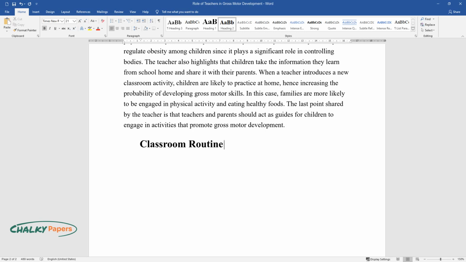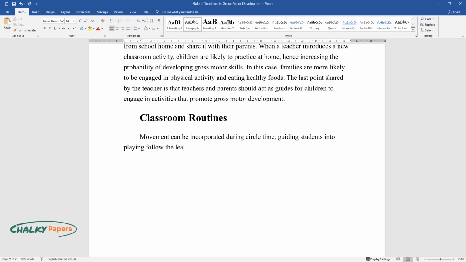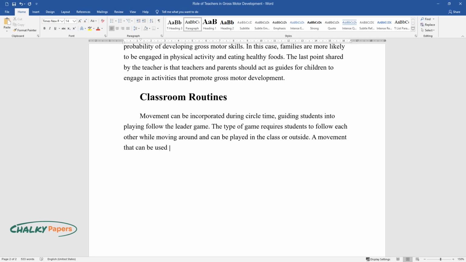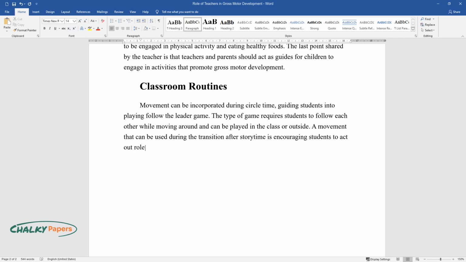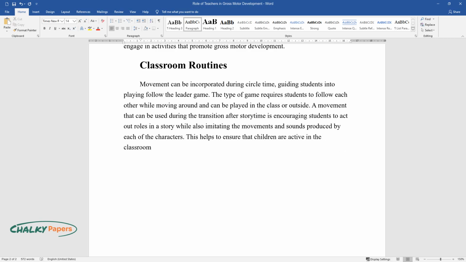Classroom routines. Movement can be incorporated during circle time, guiding students into playing follow the leader game. The type of game requires students to follow each other while moving around and can be played in the class or outside. A movement that can be used during the transition after story time is encouraging students to act out roles in a story while also imitating the movements and sounds produced by each of the characters. This helps to ensure that children are active in the classroom and enhances the chances of remembering the narrated story.